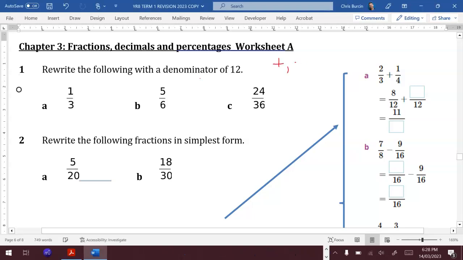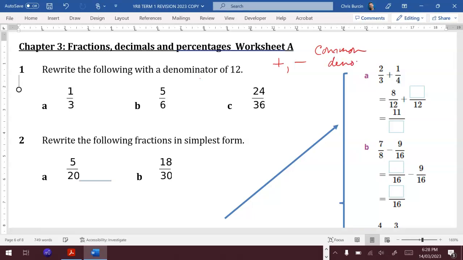When we are adding or subtracting fractions, we need to compare apples to apples, so we need a common denominator. That's the bottom number, or else we can't add them together. So to get a common denominator, we want to find equivalent fractions. So 1/3 is equal to a certain number of twelfths.